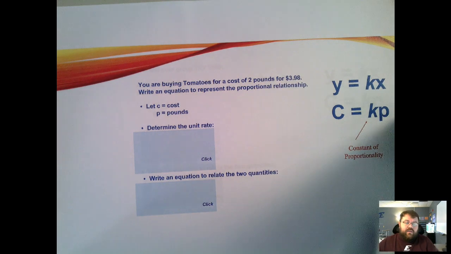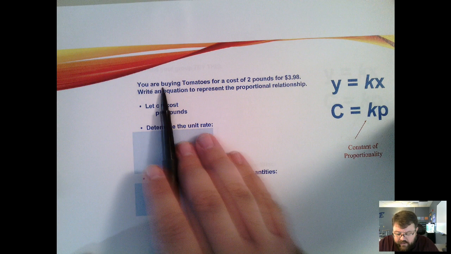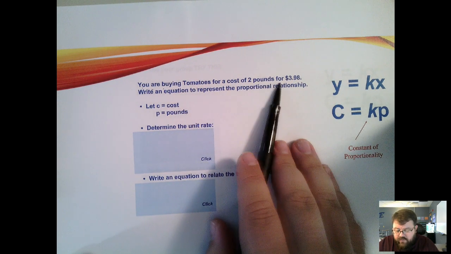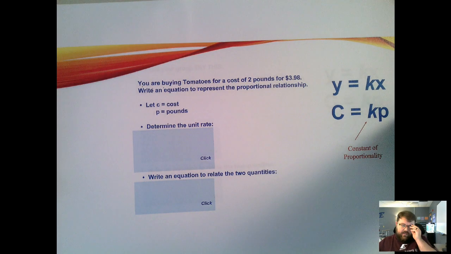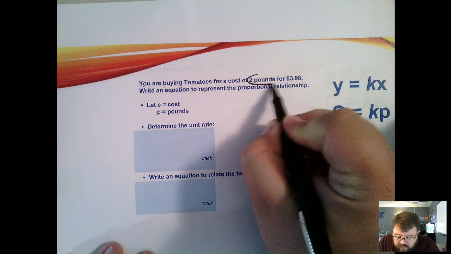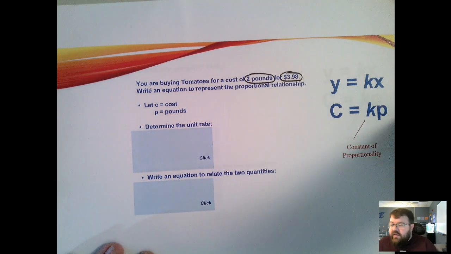Now let's put this in context. Here we have you are buying tomatoes for a cost of 2 pounds for $3.98. Now, as Ms. Banks and I have both pointed out, you need to think about cubes. Cubes is something that you should have used in 6th grade, but if you didn't, I'm going to circle the number and the unit. So 2 pounds, $3.98.